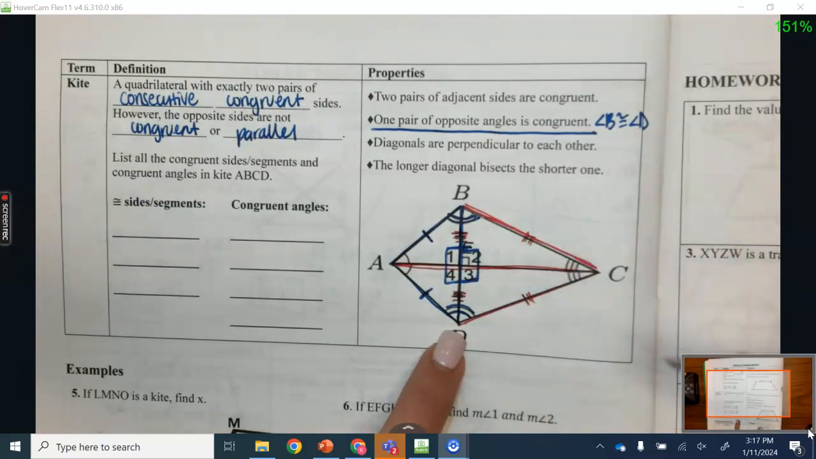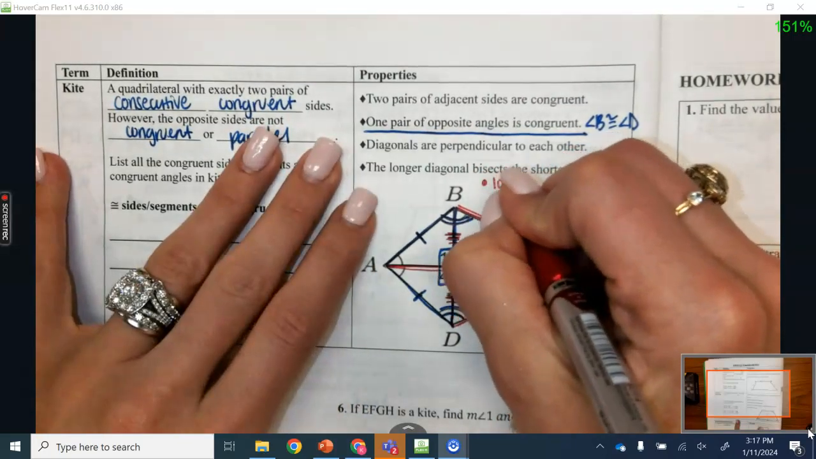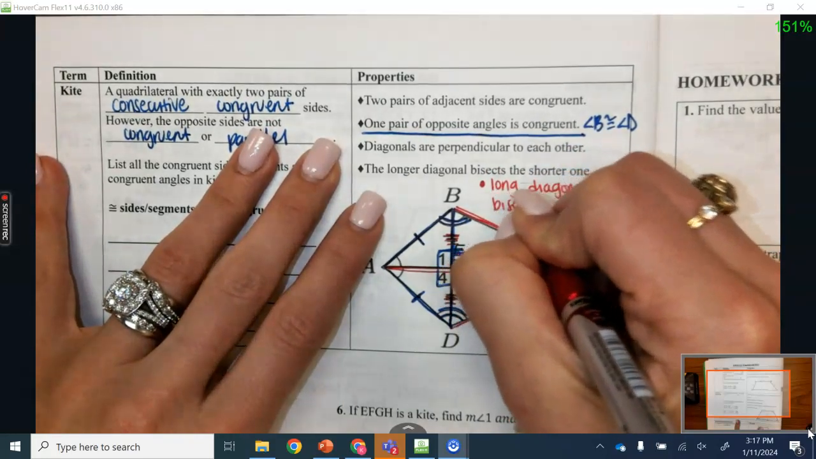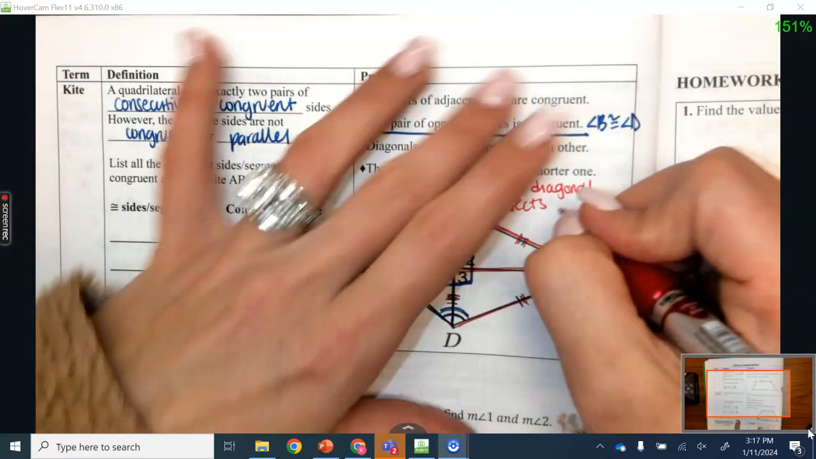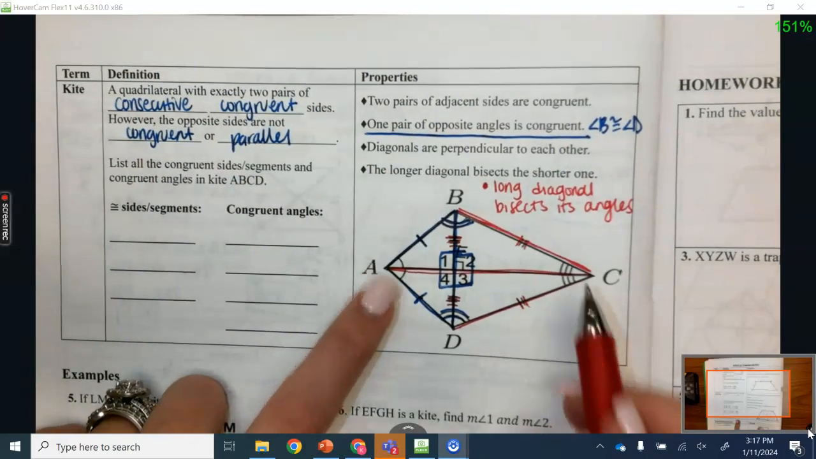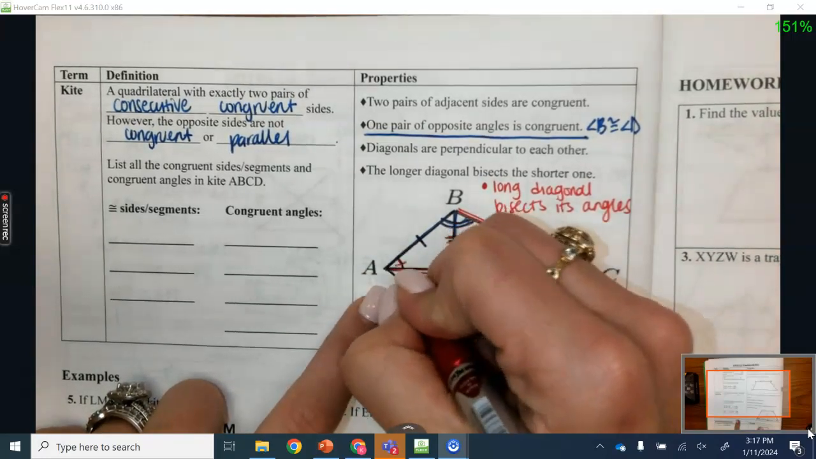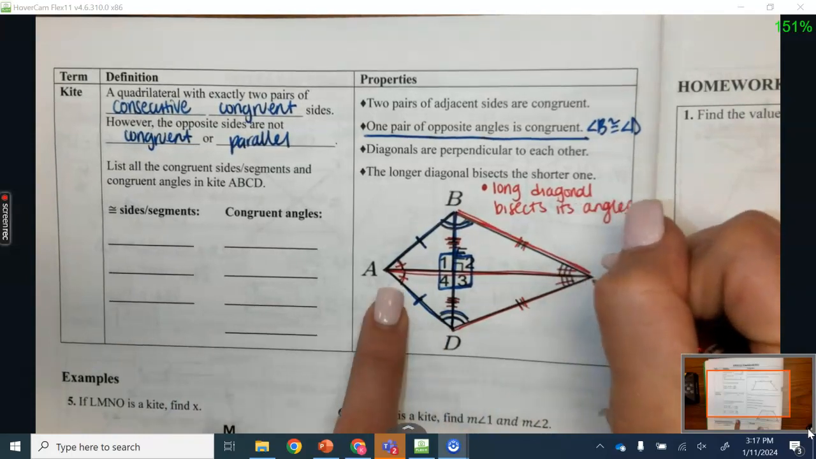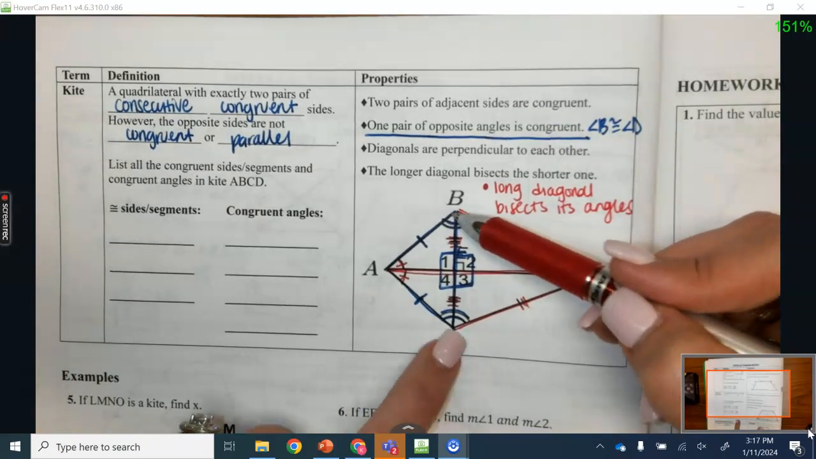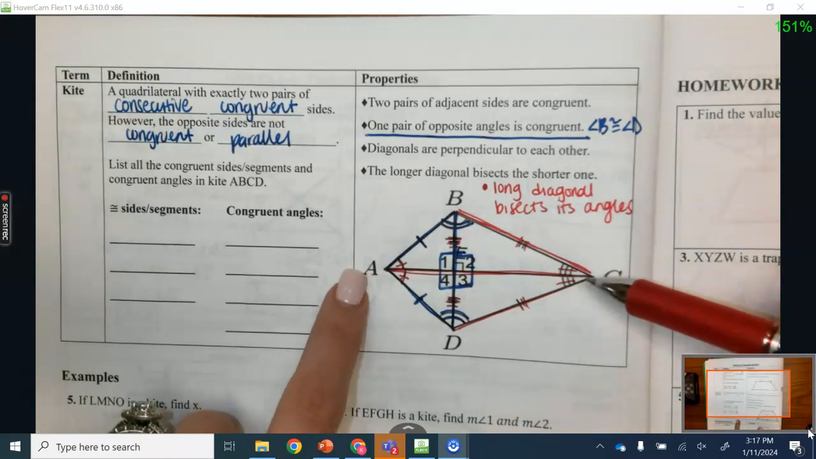half. Okay, one property that's not listed on here that you will need to know is that the longer diagonal, so the long diagonal, bisects its opposite angles. Okay, so I must put bisects its angles. So the angles A and C on this long diagonal are not congruent to each other, but they are getting bisected by this long diagonal. So we got to remember this. Here are the opposite congruent angles that are not bisected. Here are the opposite angles that are not congruent, but they are bisected.